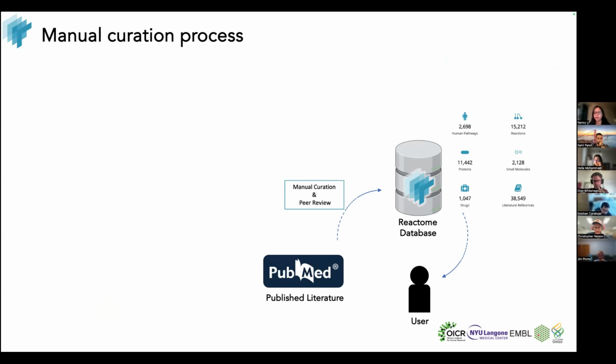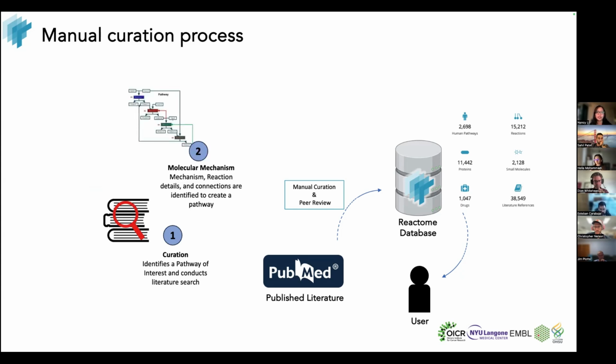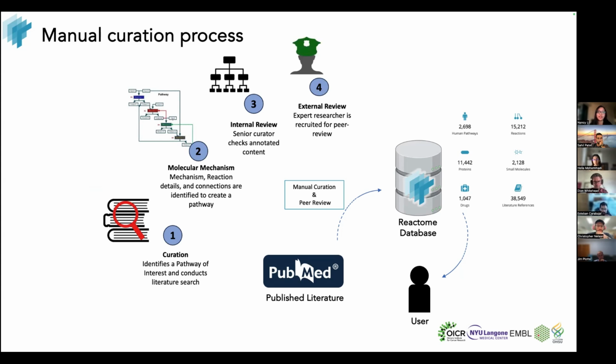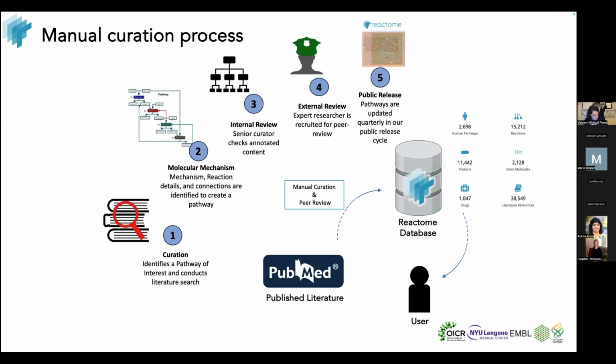And overall, the process is carried out by an in-house curator that we hire as a staff scientist. So the curation process involves the curator identifying a pathway of interest and conducting a literature search. They compile all of the molecular mechanisms, reaction details, and connections to create that pathway. It gets placed into the database, reviewed by a different senior curator, and then it actually gets peer-reviewed by an expert researcher outside of our organization, so that it's very similar to how a journal has peer review conducted before things get published. And overall, that happens 4 times a year.